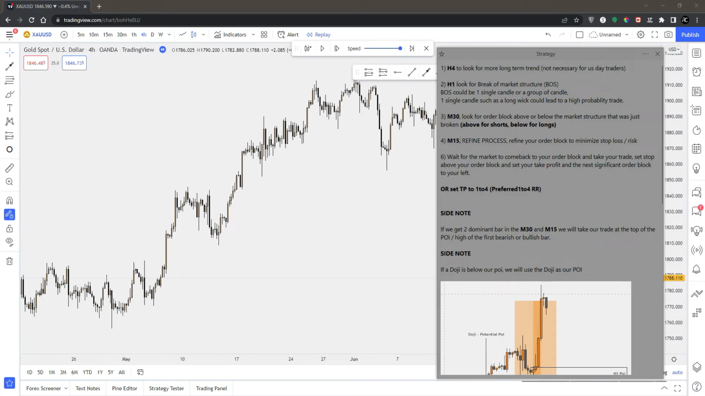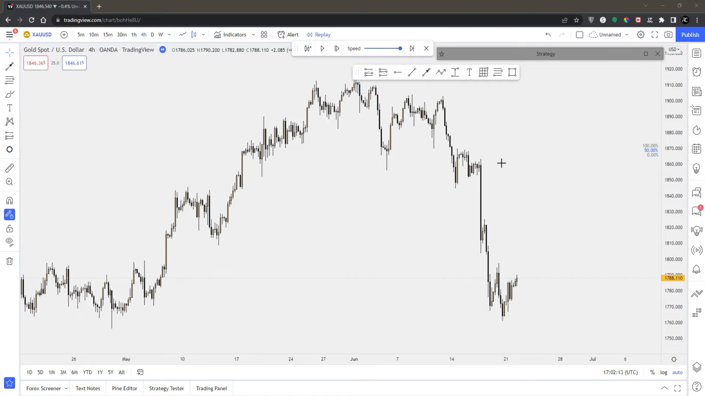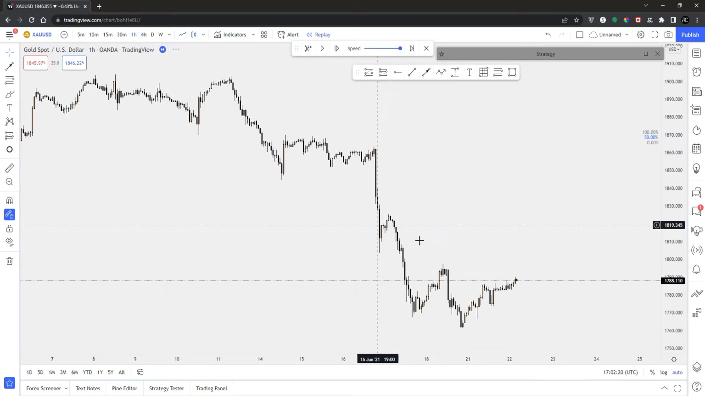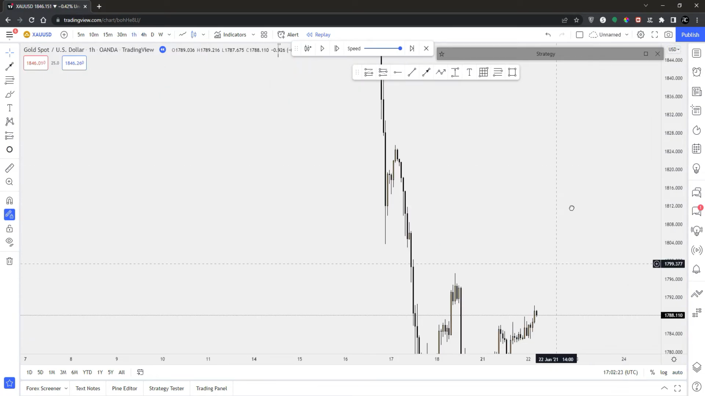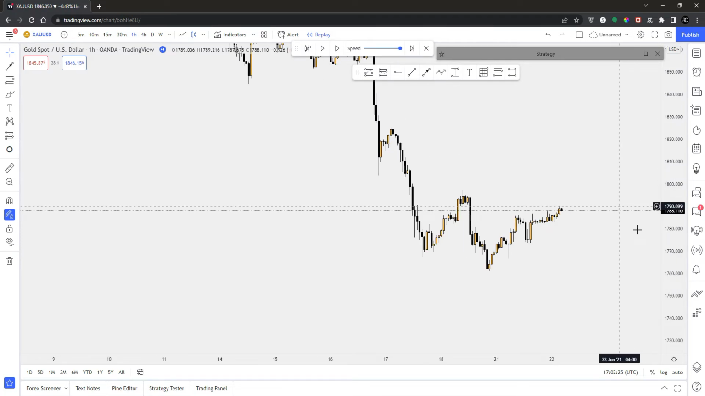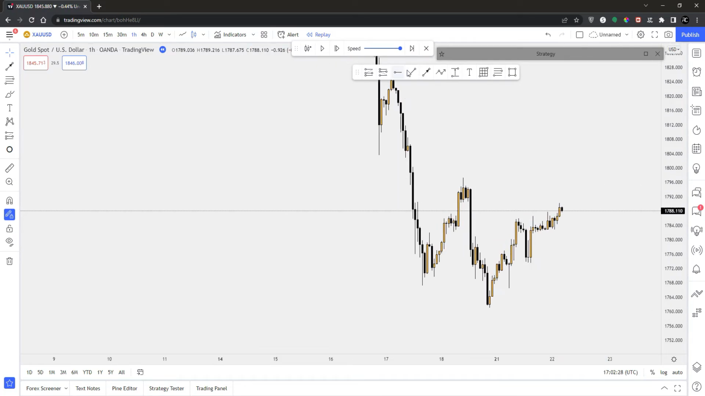Look for a break of market structure, BOS. BOS could be a single candle or a group of candles. One single candle, such as a long wick, could lead to a high probability trade. So now let's go to the H1. Now that we have this, our bias is to the downside. So we're going to go to the H1, and we're going to look for a market structure break. Here we can see that the structure was broken here.